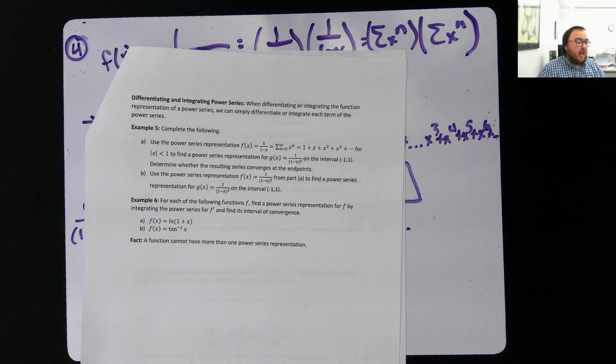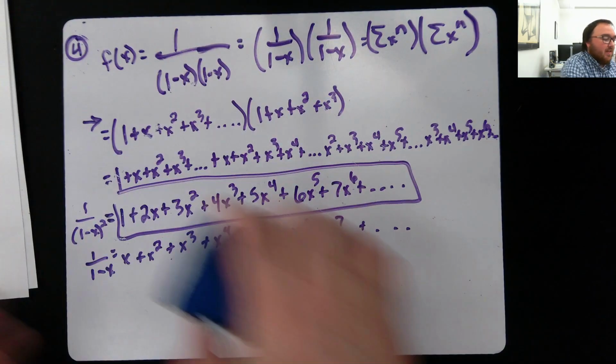Complete the following. A says use the power series representation f of x equals 1 over 1 minus x, which we already know is the sum of x^n, which we already know is 1 plus x plus x squared plus x cubed, to find a power series representation for 1 over (1 minus x) squared. So I'm realizing now that's the thing I just told you, but let's pretend I didn't, and let me show you what I mean, okay? I should have read ahead just a little bit to make sure I wasn't spoiling anything.